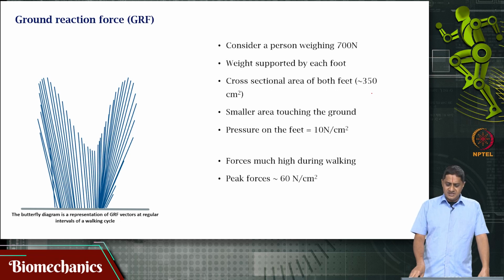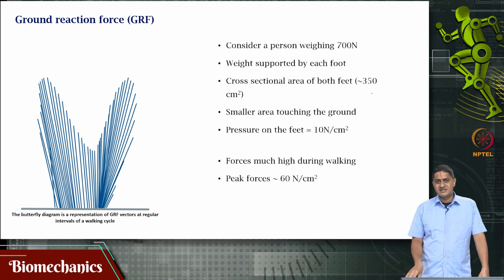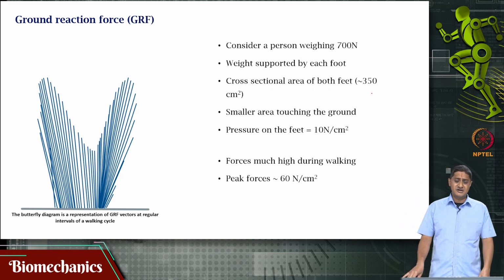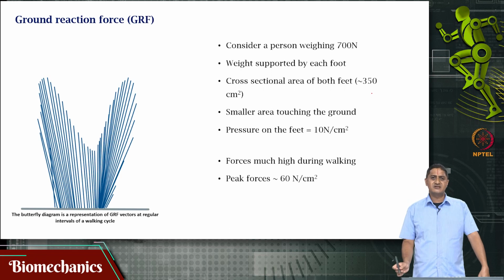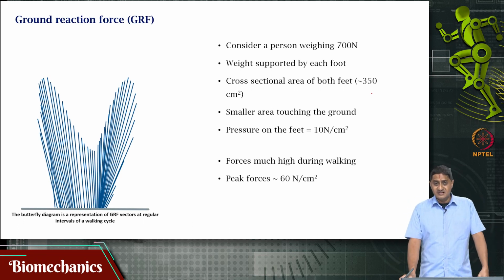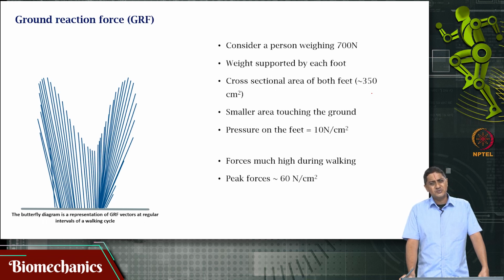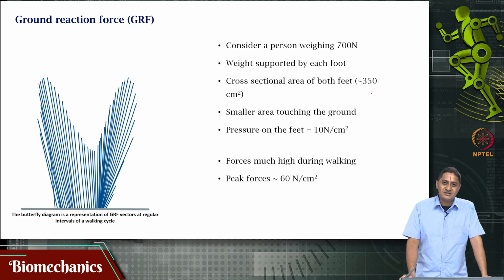Now, imagine a person weighing 700 newtons, a little more than 70 kg. Remember, 70 kg is not 700 newton, because 70 kg in newton with g equal to 9.81 will be slightly less than 700 newton, but here we are discussing a person who is 700 newtons, and the weight is supported by the 2 feet. The cross sectional area of both feet, how much would that be? We do not know. That obviously varies as a function of your shoe size or your foot size, but you can compute that.